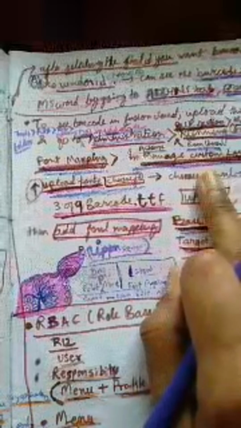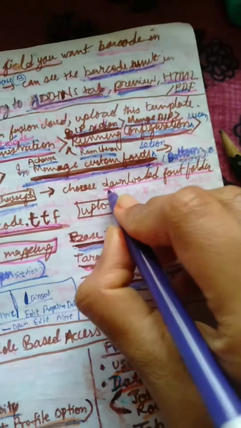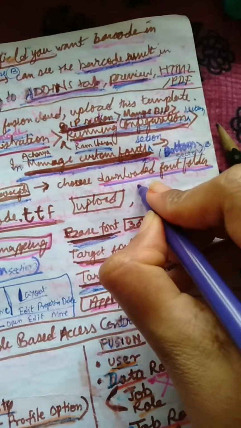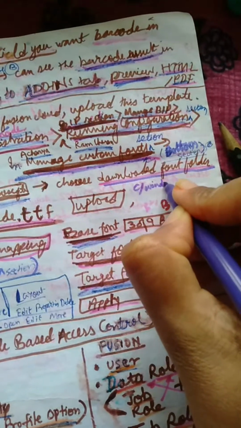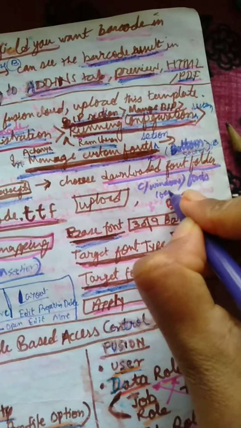After running configuration, we need to go to font mappings. In the font mappings, there are two sections. The font mapping page opens. In the bottom section, we'll go to manage custom fonts. In manage custom fonts, we need to upload the font from the downloaded font folder. This is nothing but C, Windows and Fonts in my local machine.